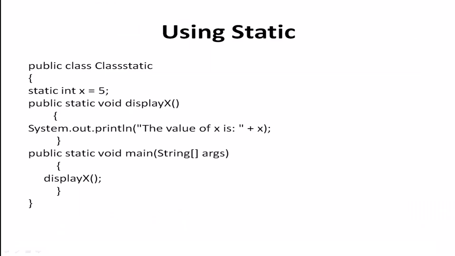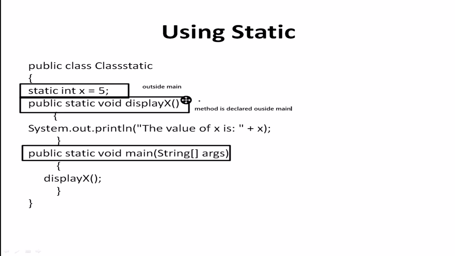Using static, as we have already told, if you declare something in a class as static, it can be accessed from outside, data members and methods. Here if you declare static x equal to 5, x equal to 5 is a constant which you cannot modify. It uses a single memory location. Here the static is declared outside main.